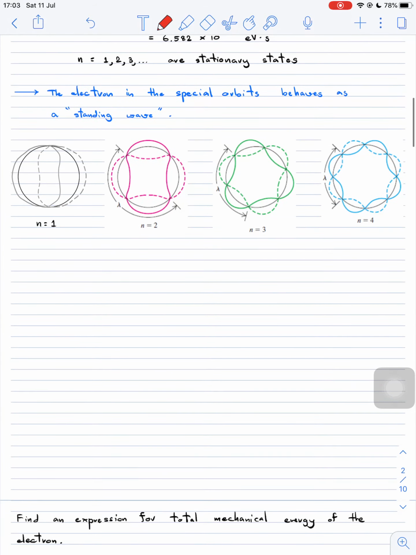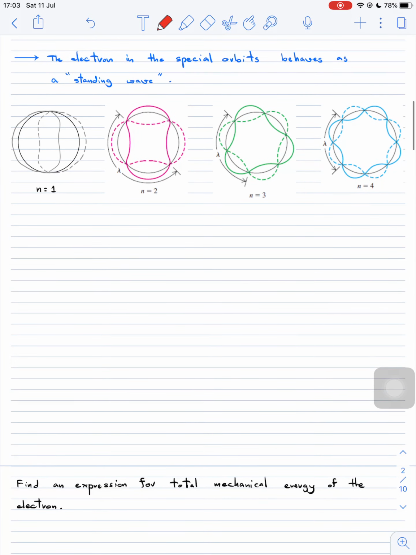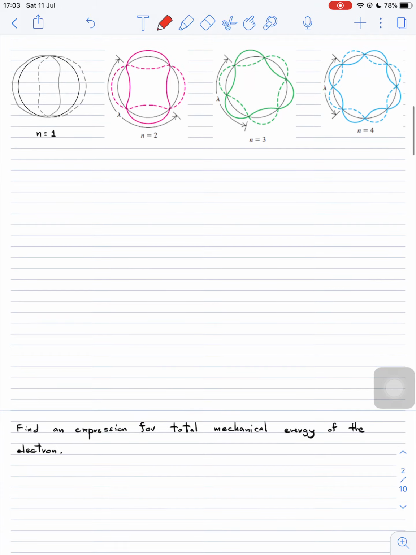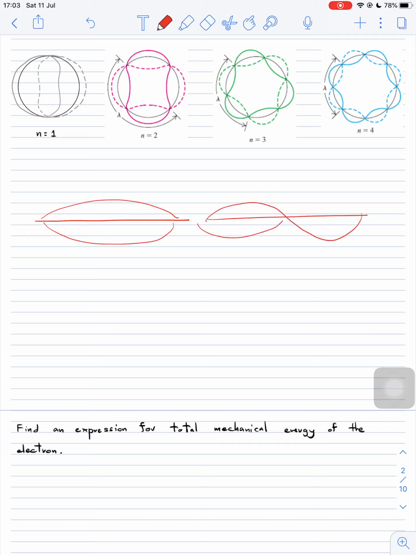Okay, let's talk about the standing wave first. Let's say that we have a standing wave in a string. So we have the string here. We can have one loop of the wave, and we can have two loops of the wave. We can have three loops of the wave, and we can have four loops of the wave.